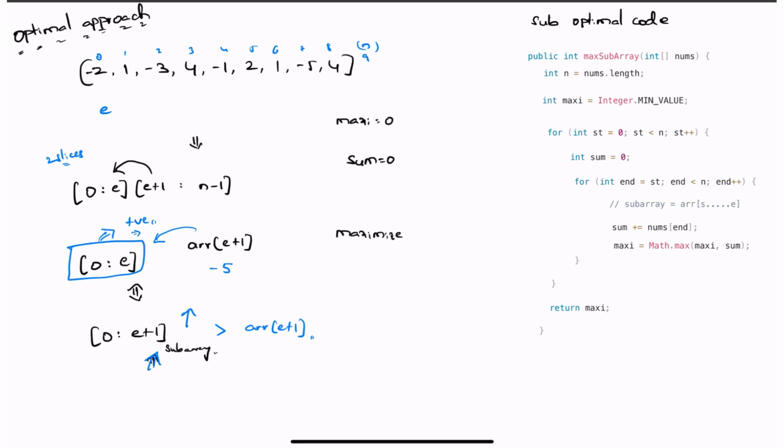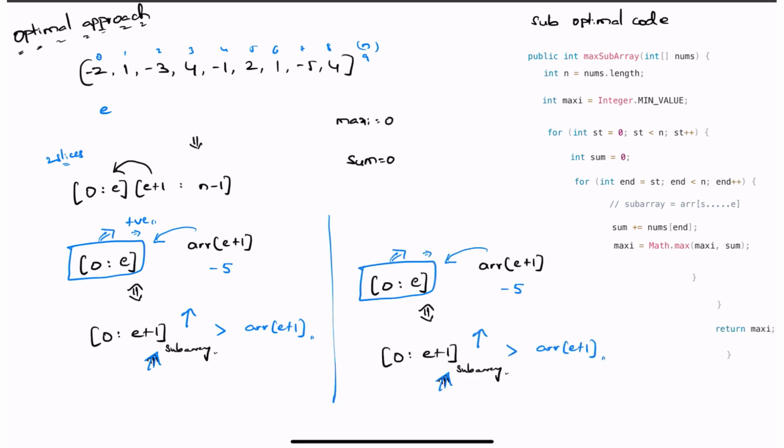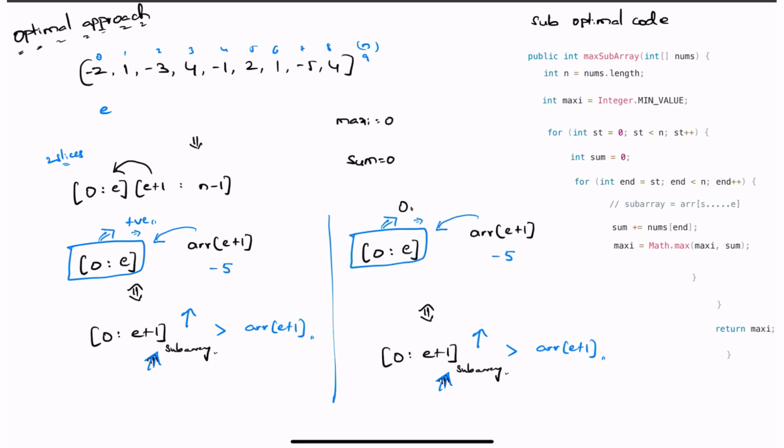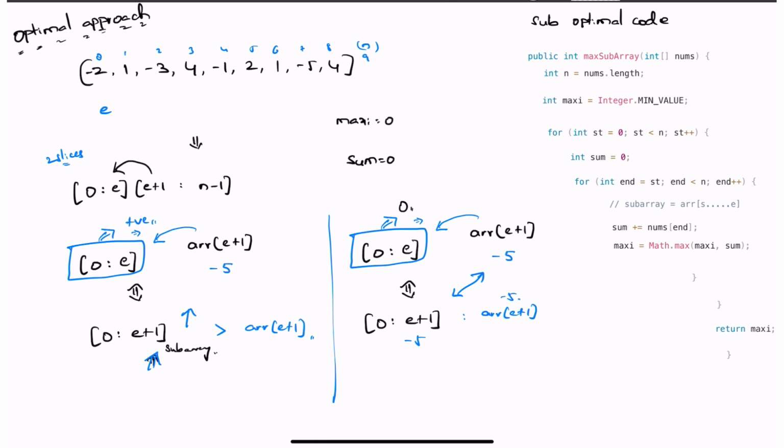What if this is 0? If the slice value itself is 0 and the incoming element is minus 5, then the summation of the upcoming slice is also minus 5, and considering the individual element, the array of e plus 1, is also minus 5. So instead of taking the entire slice up to e plus 1, you can stop at e and start with a new array slice.